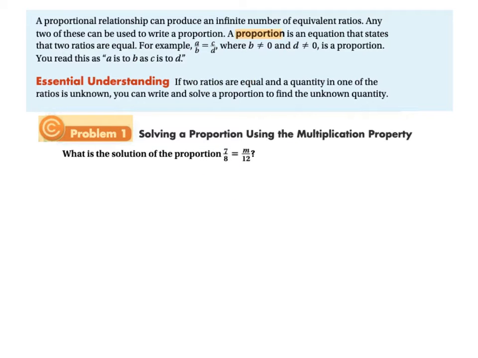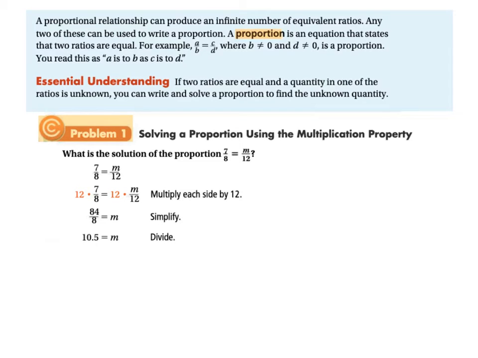Here we go. What is the solution to the proportion 7/8 equals how many 12ths? Well, notice what's happening here to m. It's being divided by 12. M is being divided by 12. So how can you undo that? You can undo that by multiplying both sides by 12. Undo what's happening to m.